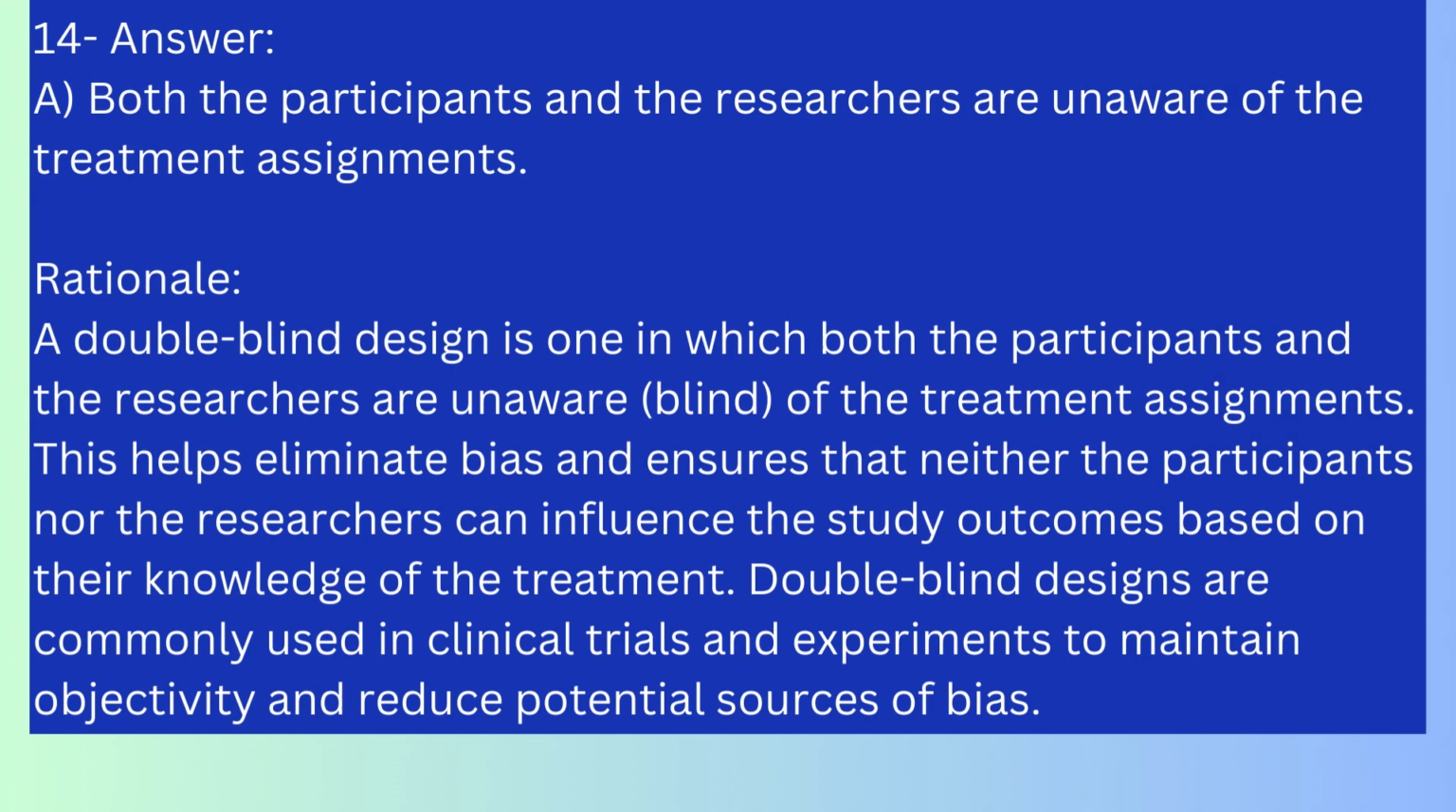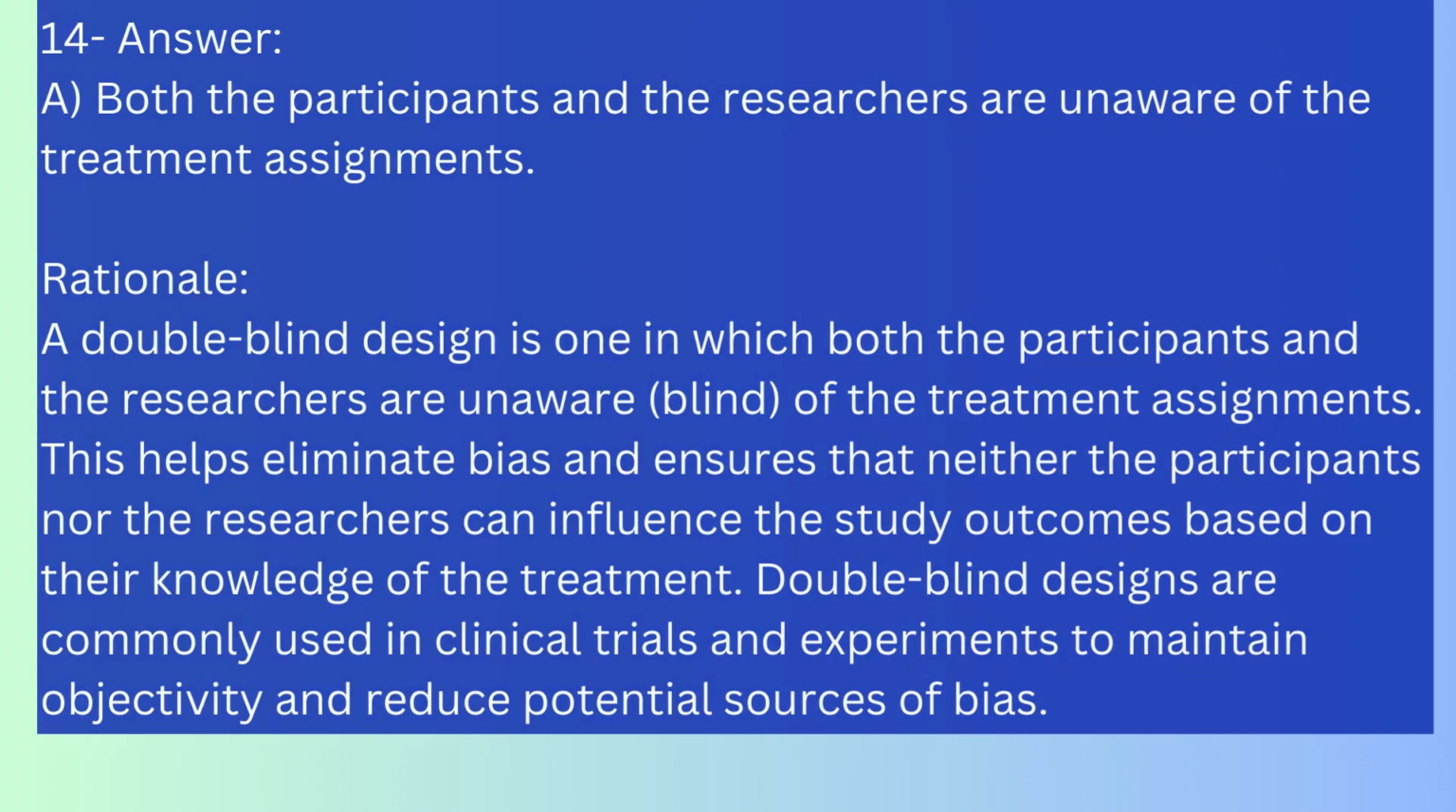Both the participants and the researchers are unaware of the treatment assignments. Rationale. A double-blind design is one in which both the participants and the researchers are unaware, or blind, of the treatment assignments. This helps eliminate bias and ensures that neither the participants nor the researchers can influence the study outcomes based on their knowledge of the treatment. Double-blind designs are commonly used in clinical trials and experiments to maintain objectivity and reduce potential sources of bias.